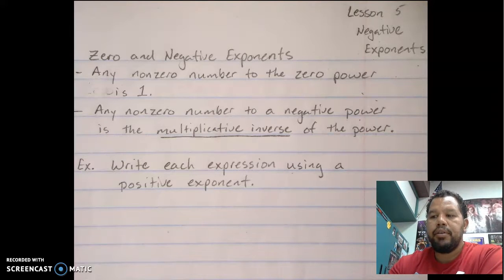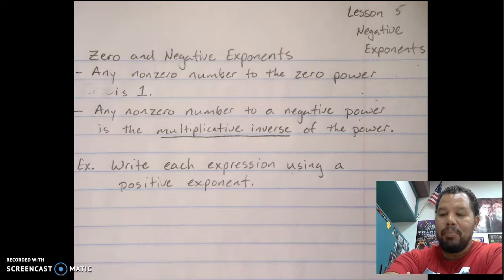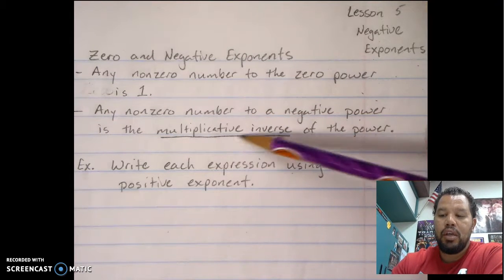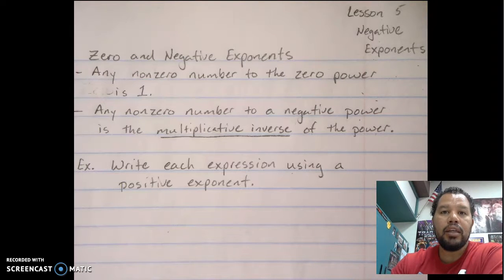Lesson 5, Negative Exponents. Zero and negative exponents. Any non-zero number to the zero power is 1. Any non-zero number to a negative power is the multiplicative inverse of the power. That's a hard word to say, multiplicative inverse. In other words, it's like the flip. And you'll see what that is, hopefully, in the following examples.